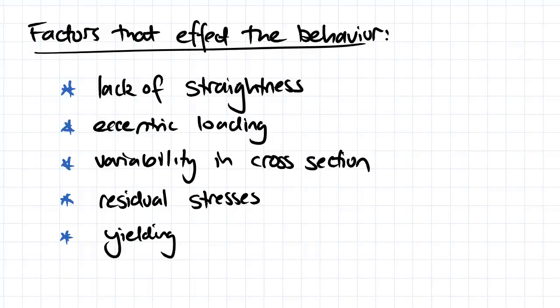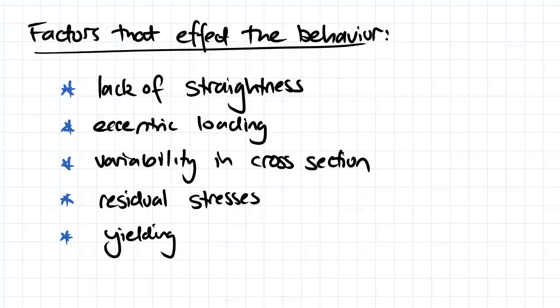So if you've got an initially bowed or crooked column, that's going to therefore be able to withstand less of a load before buckling. If you've got eccentric loading, so that means that the load isn't applied directly to the middle of your section, it's applied a little bit off to the side, and that adds additional moments to your column. Variability in your cross section, so if the cross section is not constant, it may want to buckle in a certain location where the cross section is possibly thinner.